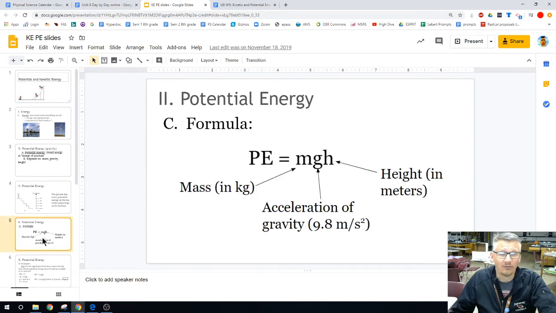If we take a look at the formula, potential energy is the mass times gravity times height. Mass is in kilograms. Gravity is the acceleration due to gravity, 9.8 meters per second squared. A lot of times this will be weight, which is in newtons. I feel that if you can understand the labels, that is going to help you a lot. And the height is always going to be in meters, for us in ninth grade.